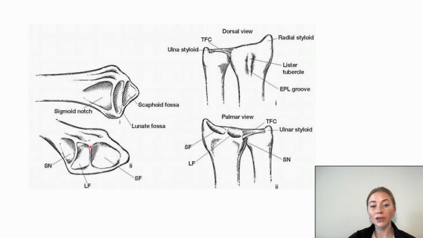Beside it, we have the lunate fossa there. And then finally, we have the sigmoid notch. And that's where the radius articulates with the ulna, which is the other forearm bone. The articulation between the radius and the ulna is also called the distal radio-ulnar joint, or DRUJ, drudge for short. There is also a proximal radio-ulnar joint at the elbow, but we will not go into that today.